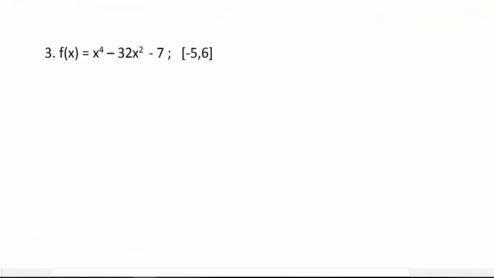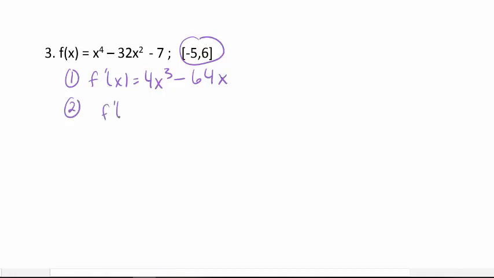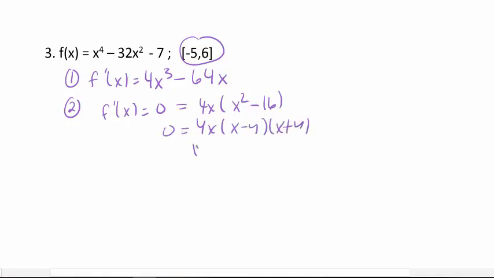So going to number 3, we're going to start it the exact same way. Here's my domain that we're looking at, my closed interval. So first step, find the first derivative. So 4x cubed minus 64x. Find my critical numbers, which means set it equal to 0. You can factor that using a difference of squares. So I get x equals 0, x equals 4, x equals negative 4.